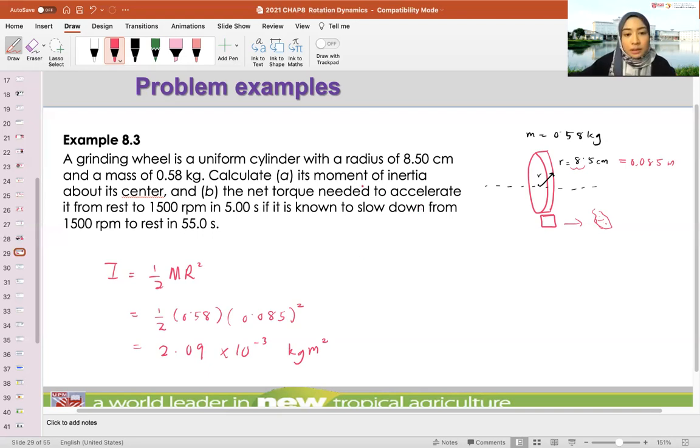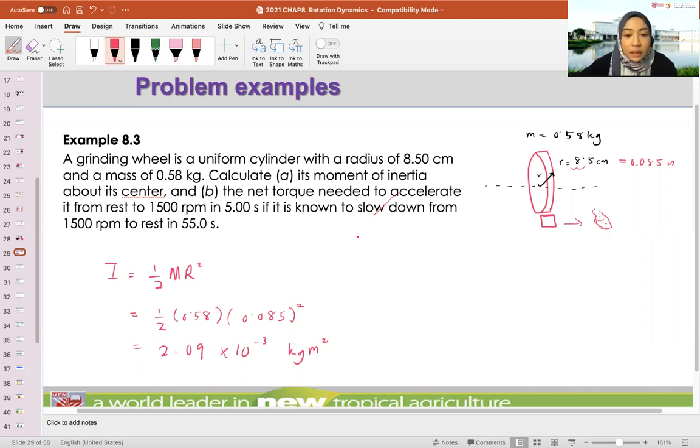Okay, next one. B. The net torque that is needed to accelerate it from rest to 1,500 RPM. What is RPM? Revolution. Is it acceleration? Is it velocity? Is it displacement? Which one is it? Velocity. It's angular velocity, right? Angular velocity, what is the symbol ataupun term dia?